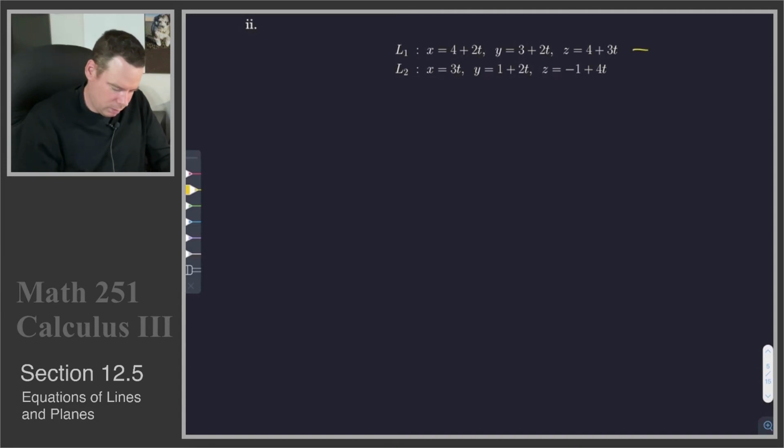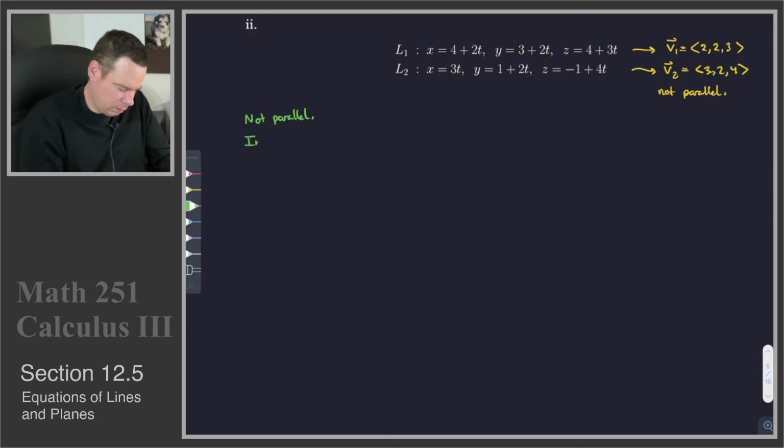Again, we want to check, are they parallel? Do they intersect, or are they skew? So we'll look at our vectors again. The direction vector is 2, 2, 3. And in this case, it is 3, 2, 4, so same as they were before, and therefore they are not parallel. One vector is not the scalar multiple of the other one, and so they are not parallel.